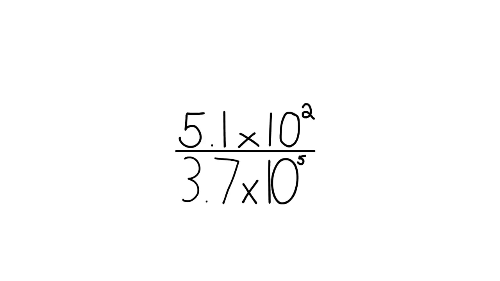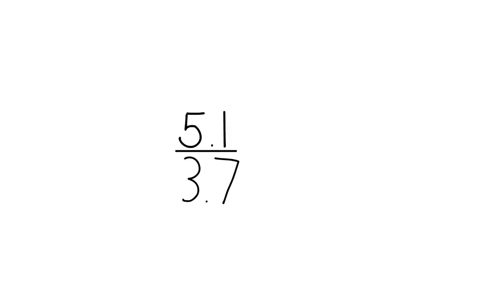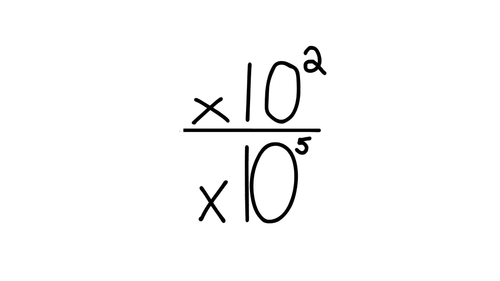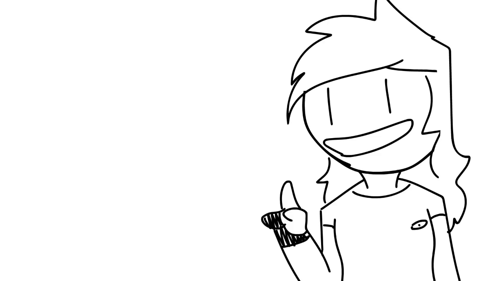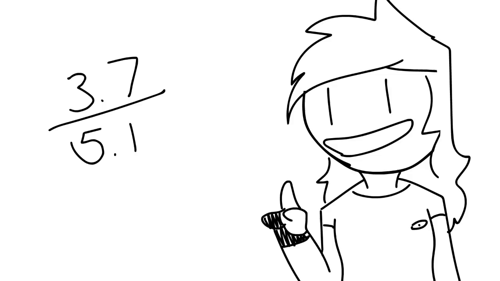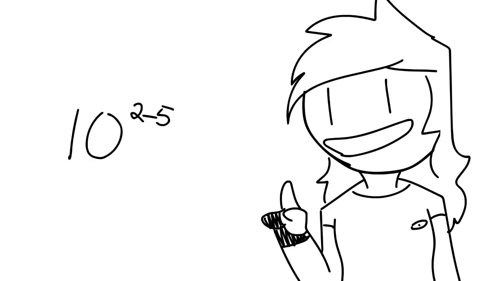Division is a bit different from multiplication, but not by a lot. Let's use the same numbers. So it would be 5.1 times 10 to the 2nd power over 3.7 times 10 to the 5th power. You would divide 5.1 and 3.7 and subtract the exponents from the 10, so you'd write it like this. So in division's case, divide the decimals and subtract the exponents. Kind of like the reverse of multiplication.